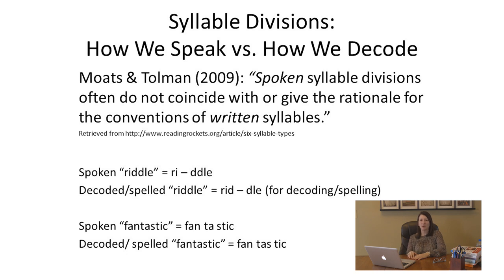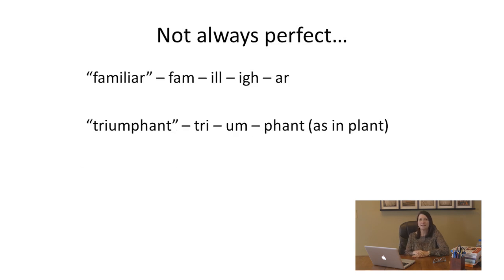All right, people will sometimes say to me, okay, I see we divide between the two D's in riddle to make rid and dle, but I don't say it that way when I say riddle. And then you say I have a hard time explaining it. So I really like the wording in Moats and Tolman's explanation here. Spoken syllable divisions often don't coincide with or give rationale to the conventions of written syllables. So the way we say it is the way we say it, and the way we read it and convert it into speech is going to be a little different. Yes, we say riddle, but the spelling convention with that double D, and other such patterns, were invented by people to help them say it. Our speech is not always going to correspond to how we decode, but that's okay. That D is there to help alert the child to make the I say its sound in riddle. So they invented these weird little spelling rules to help us sound things out. Pretty neat.